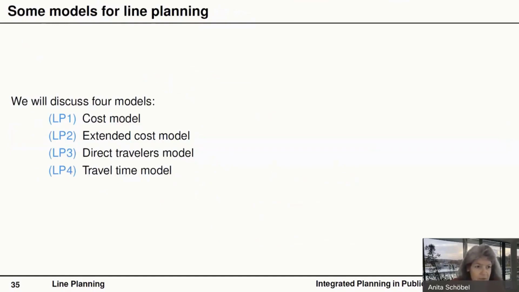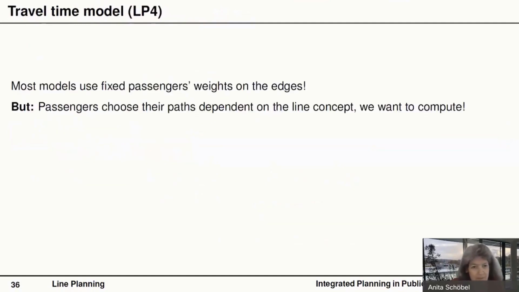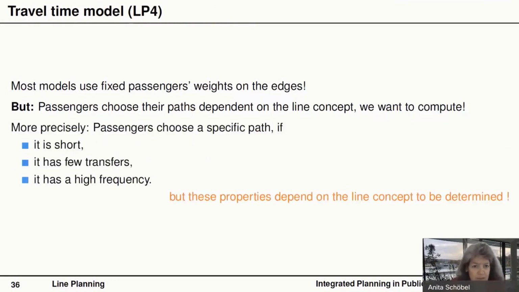Finally, a few words to the travel time model before Alex stops me. The travel time model is interesting because it goes in the direction that we have to include the passengers in a better way. And that's the main message I want to transfer here, that passengers choose their paths dependent on the line concept, but the line concept is something we just want to compute. So more precisely, a passenger chooses a specific path if it is short, if it has few transfers, if a service is offered very often, so if it has a high frequency. You have seen all these things in the lectures on Monday and Tuesday morning.